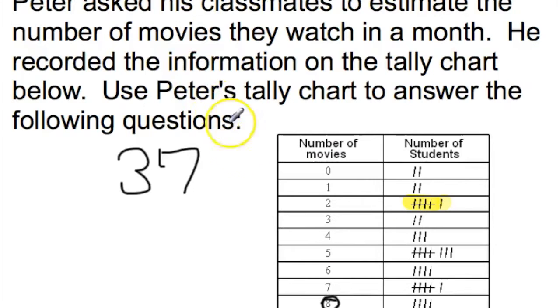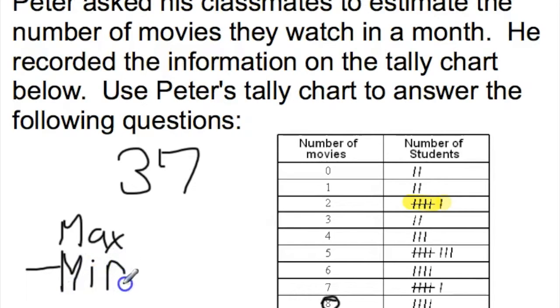Now, we need to know the range. And to find the range, we subtract the maximum and the minimum. So the maximum is 8, and the minimum is what? 0. Yeah, the minimum number, some people watch 0 movies, and that's where I would fall. So we've got the max minus the min. That equals the range, and that is 8. Well done.